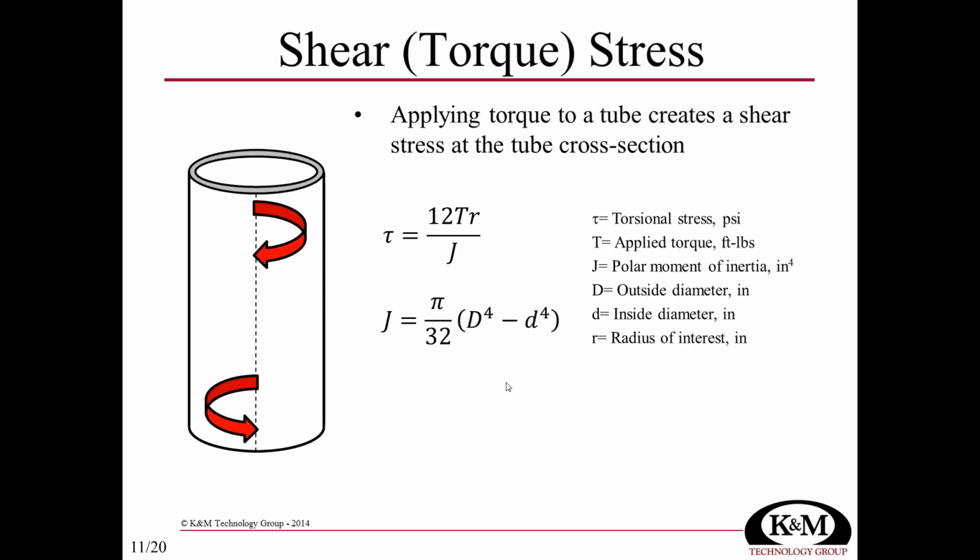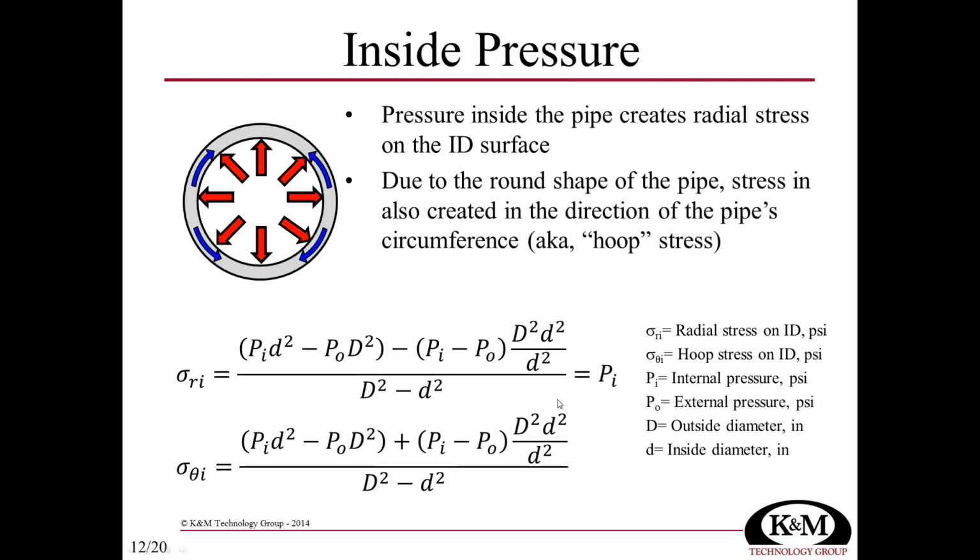Now, the shear stress or torque stress for us drillers is also pretty easy to calculate. The torque stress is 12 times the torque in foot-pounds multiplied times the radius of interest. Again, are we talking about the ID surface or the OD surface? Divided by the polar moment of inertia. And polar moment of inertia is just pi over 32 times big D to the fourth power minus little d to the fourth power. Of course, the big D is OD, but little d is ID. Real easy to calculate torque stress.